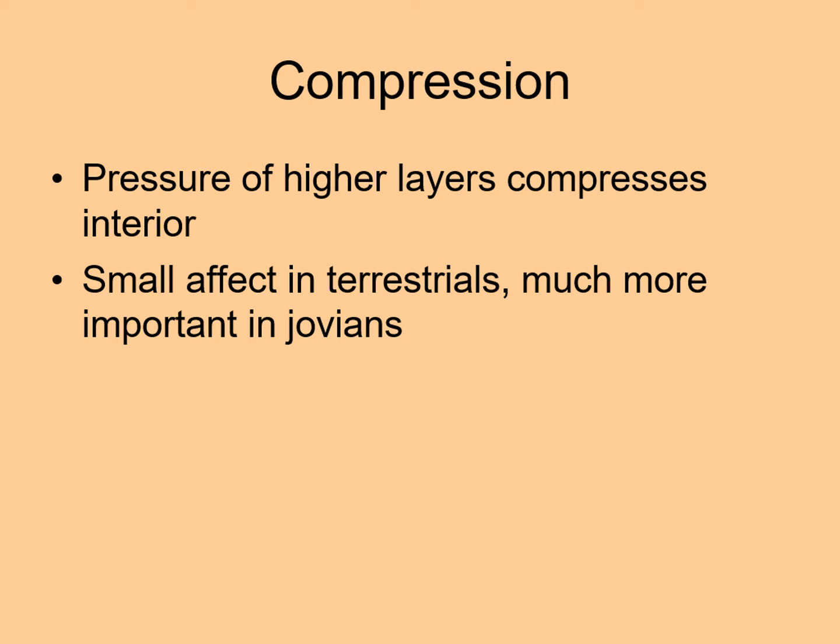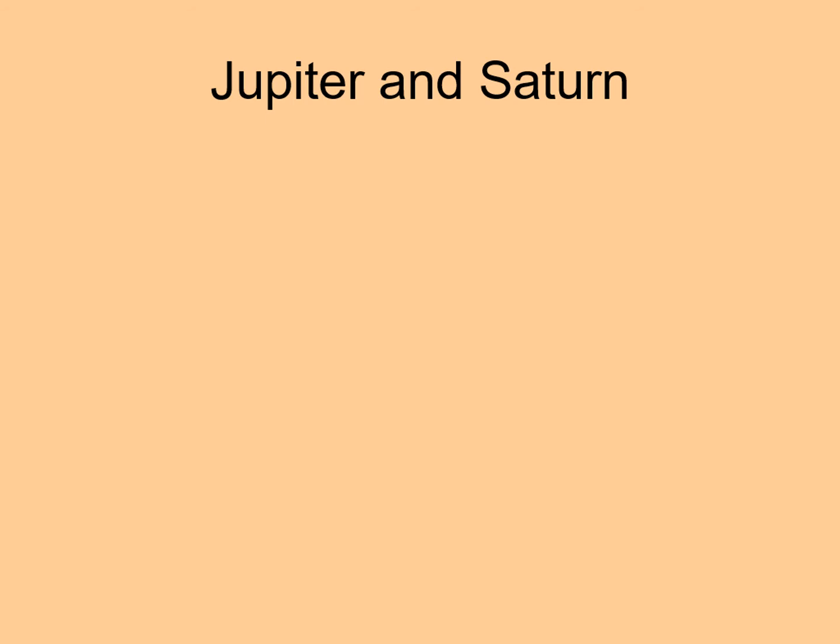However, in Jovian planets, compression has a huge effect on the interior. In fact, it defines the physical state of most of the matter inside these giant worlds. That's both because of their larger masses and because the hydrogen and helium that make up much of their mass is very compressible. It's much easier to squeeze hydrogen than rock. So let's see what compression does to the giant planets, starting with Jupiter and Saturn.